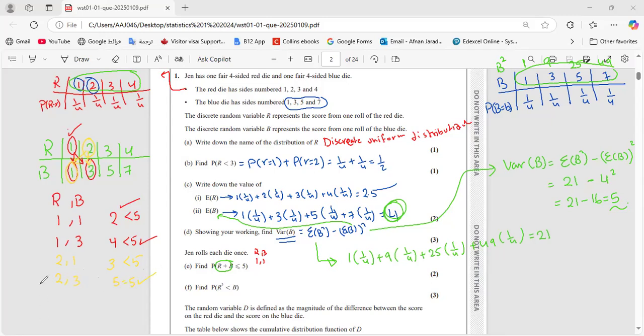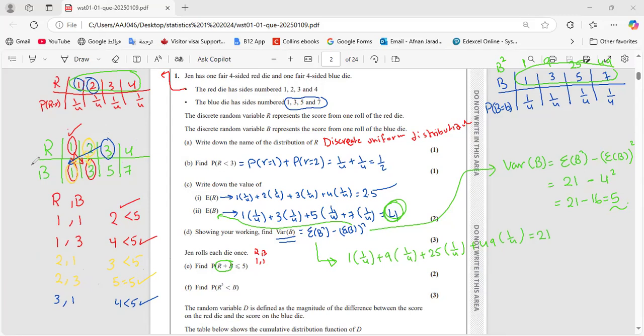So accepted. Okay, going to 3. After that, 2 plus 5 equals 7, so it's greater than 5. Go to 3. 3 plus 1 equals 4. So 3 red and 1 blue. 3 plus 1 equals 4, which is less than 5, accepted. And 3 plus 3 equals 6, not accepted.